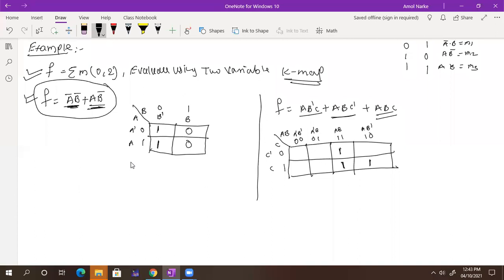Got it, everyone? And whatever the rest of the elements, you need to fill with zeros. That's it. Because we are solving these expressions.